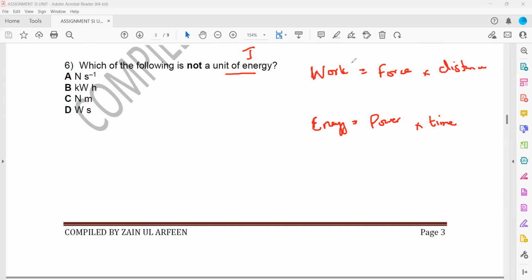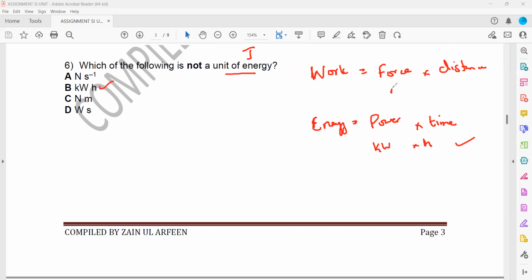And what is the unit of power? Like here, when you check the options, the correct answer for this one, which is not a unit of energy, is option A. But what about option B? Because it's kilowatt hour. Like power can be kilowatt and time can be in hour. So that will make a unit for energy. If energy is power multiplied by time, power might be in kilowatt and time is in hour. So the unit of energy will be kilowatt hour. So this is a valid unit.